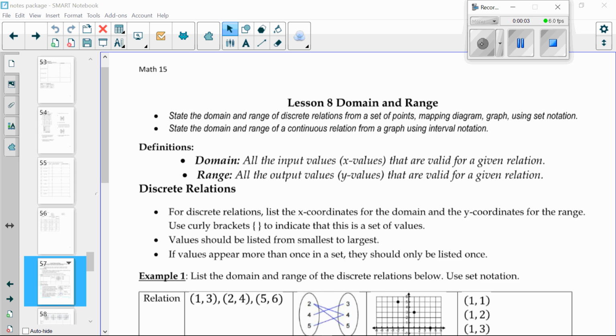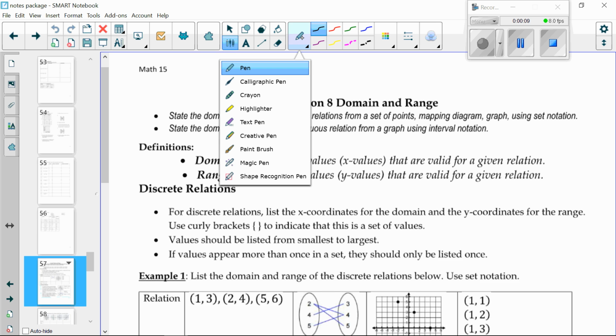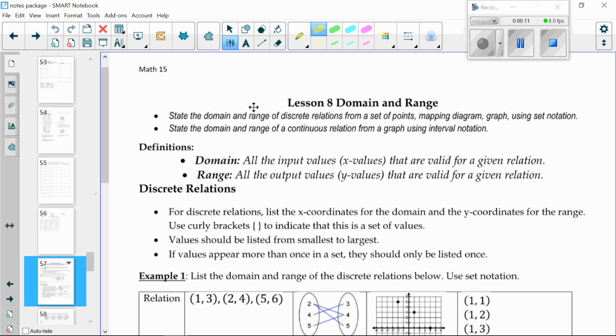Okay, welcome back. So we're going to be talking about Lesson 8, Domain and Range. We're going to be learning how to state the domain and range of discrete relations from a set of points, a mapping diagram, a graph, and using set notation. We'll discuss all of that in just a minute. We're going to state the domain and range of a continuous relation from a graph using interval notation.